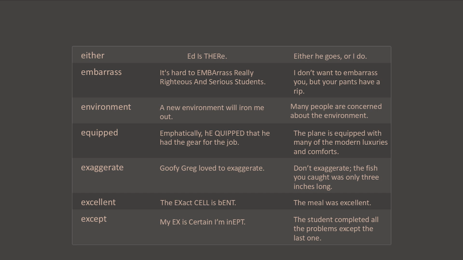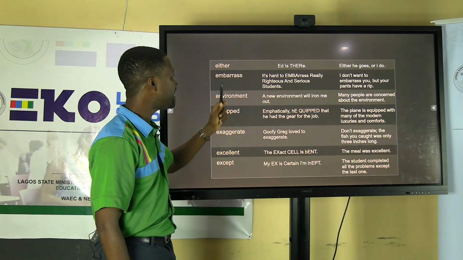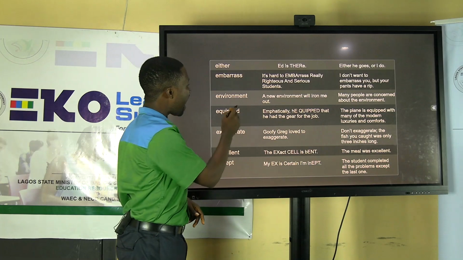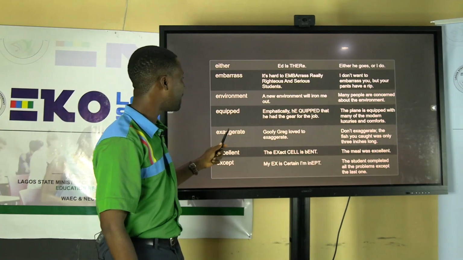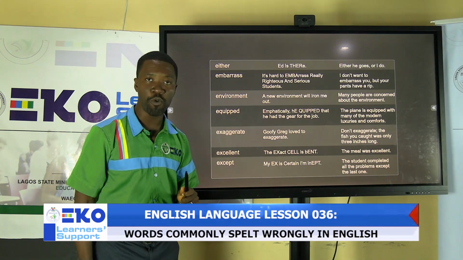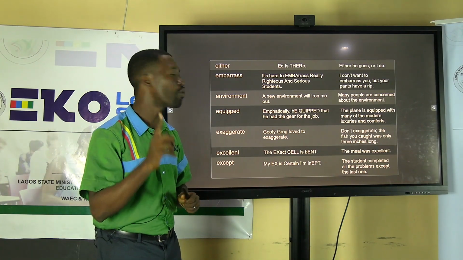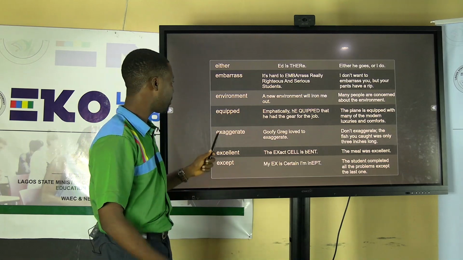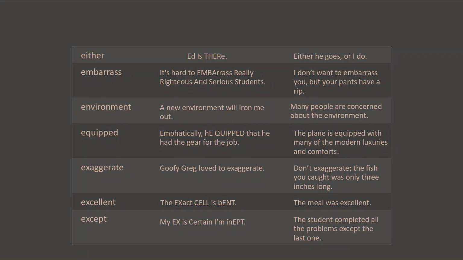The next one, environment. Environment is spelled E-N-V-I-R-O-N-M-E-N-T, meaning that after the N, there's always the M. Please, let's take note of that. The next word is equipped. The fact that you spell equip with just one P doesn't mean you will spell equipped with one P also. Equip comes with what? Two P's. So you spell E-Q-U-I-P-P-E-D. So we have it in this sentence: the plane is equipped with many of the modern luxuries and comforts.